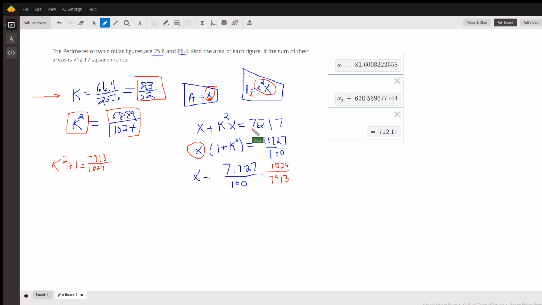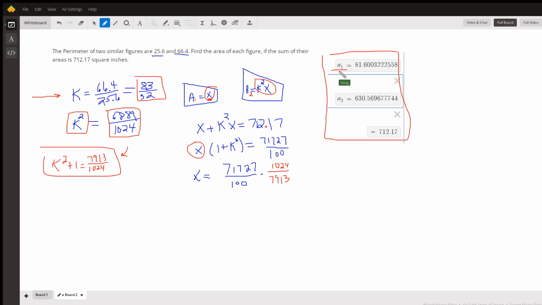Here I rewrote 712.17 as 71,727 100ths. But x equals that number divided by k squared plus 1. And here's k squared plus 1. So to solve for x, I would multiply both sides by the reciprocal of k squared plus 1, 1024 over 7913. Okay, and here it is using decimals.